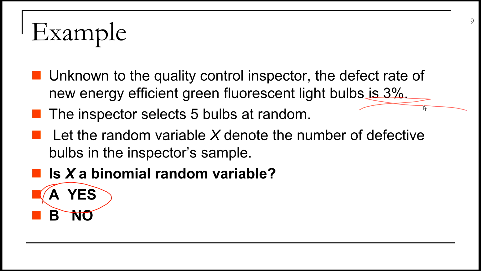We're saying the defect rate stays constant at 3%. We're interested in the total number of defective bulbs in the inspector sample. One thing that sometimes is helpful for people when they do binomial random variable problems is to write on the paper what success is. You could always frame it the other way. You just have to make sure your probability is correct.